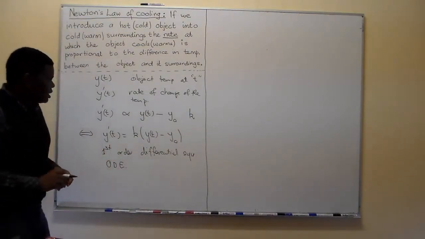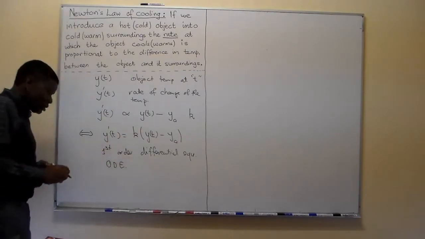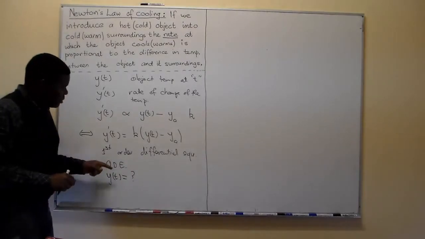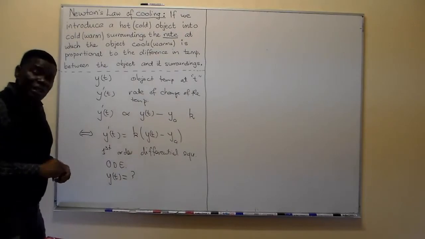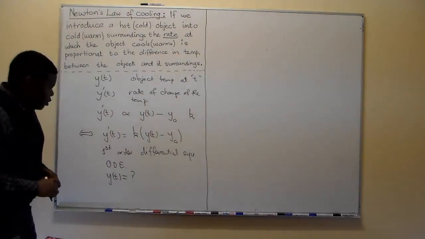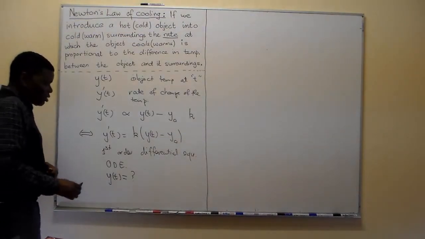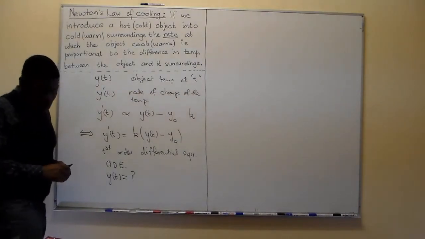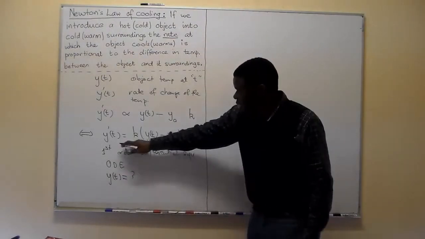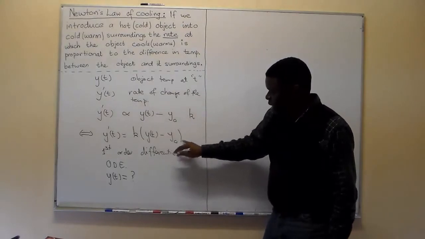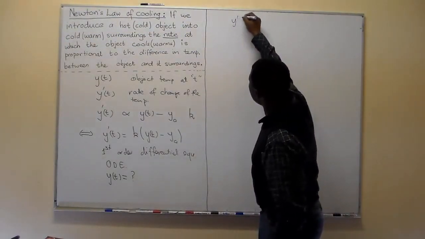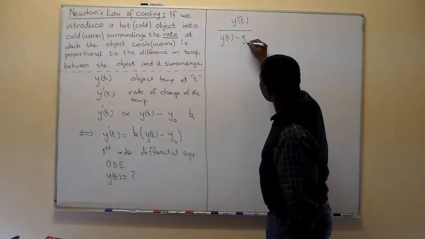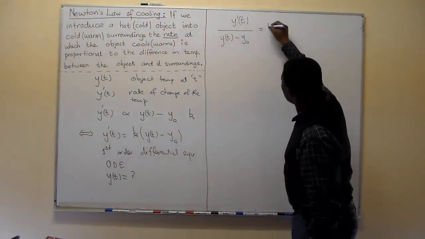So now what is our task, having this equation? We know that our unknown is y of t, which will be the model which describes how the temperature of the hot object goes down. So we have to task ourselves with solving this kind of differential equation. What we can do now is transform this equation, dividing both sides by our bracket here. We're going to get this expression: y prime of t over y of t minus the ambient temperature is equal to the constant k.